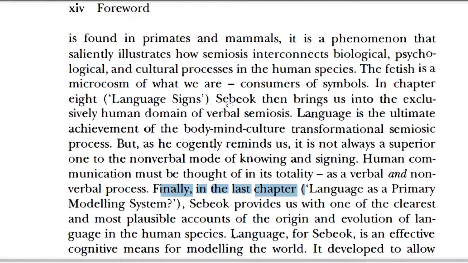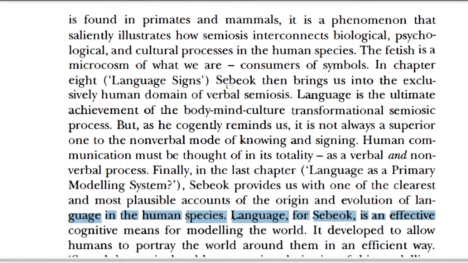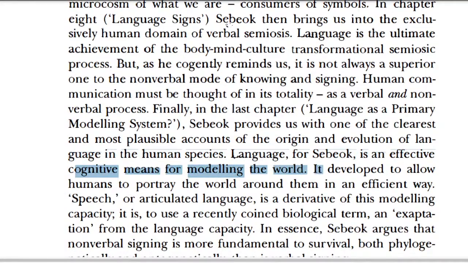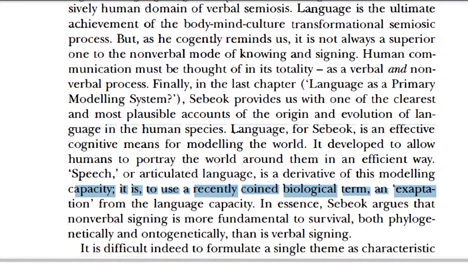Finally, in the last chapter, Language as a Primary Modeling System, Sebok provides us with one of the clearest and most plausible accounts of the origin and evolution of language in the human species. Language, for Sebok, is an effective cognitive means for modeling the world. It developed to allow humans to portray the world around them in an efficient way. Speech, or articulated language, is a derivative of this modeling capacity. It is, to use a recently coined biological term, an exaptation from the language capacity. In essence, I don't know if some of these words are even correctly scanned.